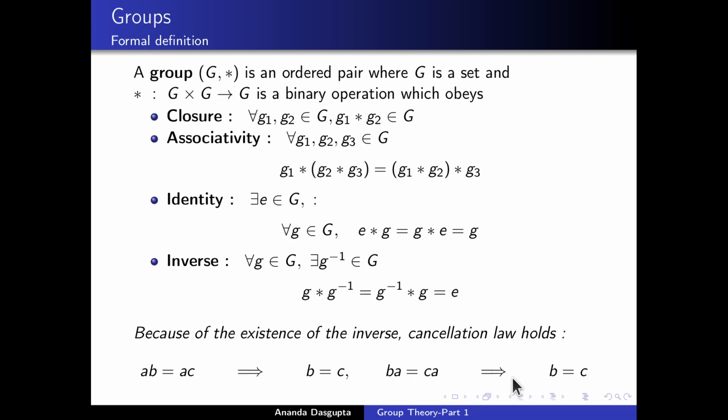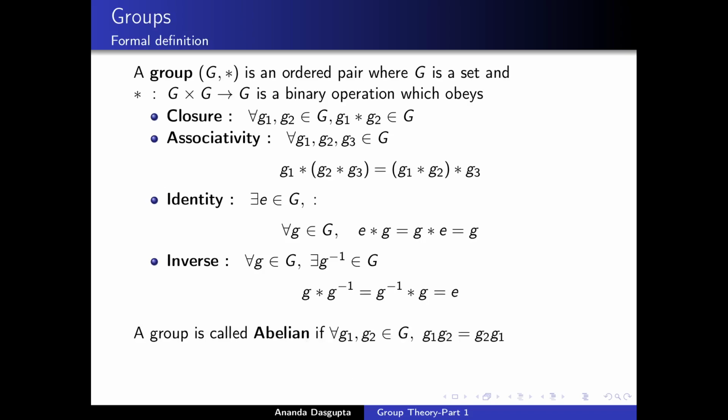Notice on the other hand, A has to be either on the left on both sides, or on the right on both sides. AB equal to CA does not guarantee that B equals C, for the simple reason that CA and AC may very well not be equal.